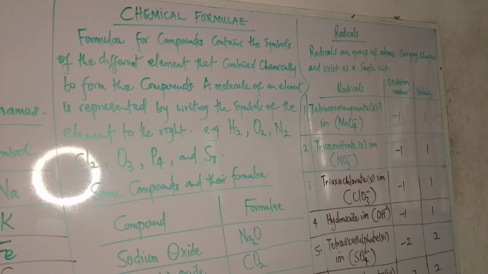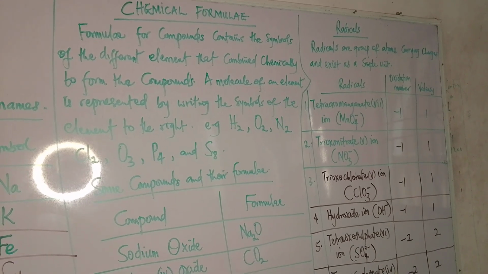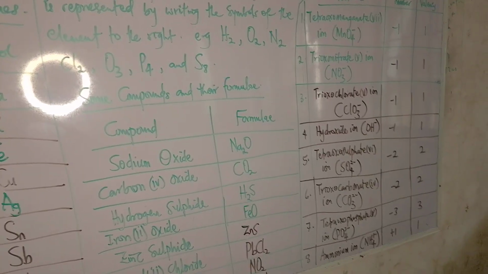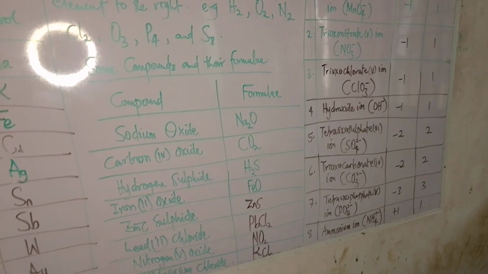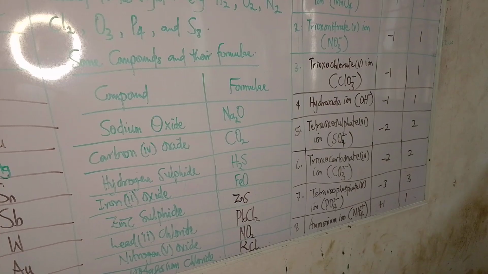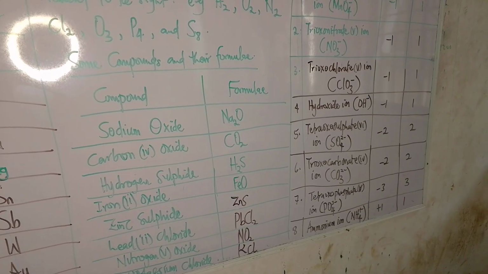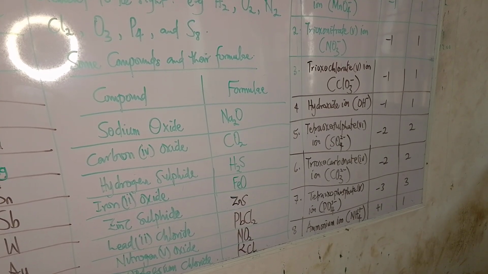nitrogen gas N2, chlorine gas Cl2, ozone O3, phosphorus P4, and sulfur S8. Those are the molecules of those elements respectively. From there we are going to some compounds and their formulae. We can see that on the screen. We have different compounds with their formulae.